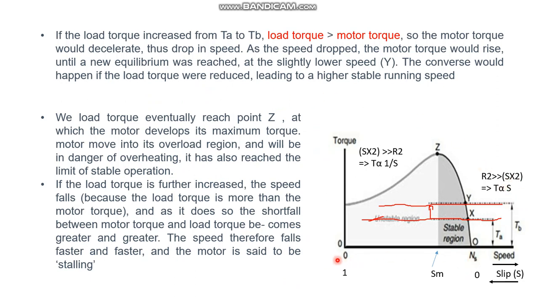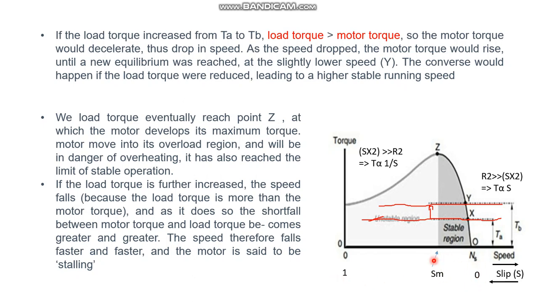This is the speed axis and this is the slip axis. Here the speed is Ns and slip is 0, because slip is (Ns minus Nr) by Ns, and if Nr equals Ns, slip equals 0. Here Nr equals 0. So this is the speed axis, meaning the Nr axis, not the Ns axis. Slip equals 0 when Nr equals Ns, and here slip equals 1 because Nr equals 0. So slip moves from 0 to 1 like this.